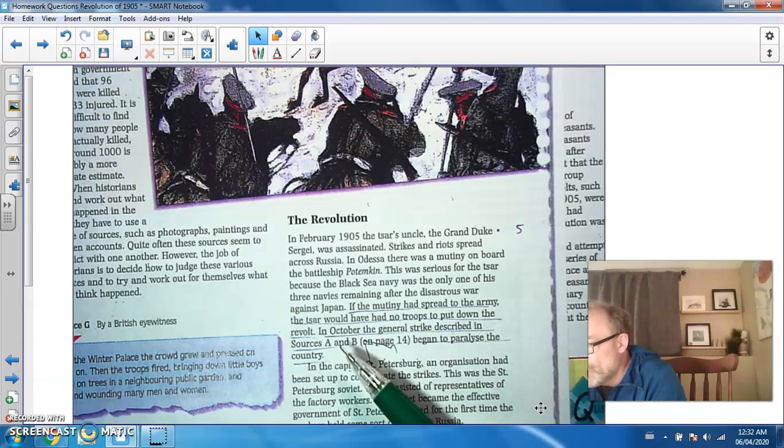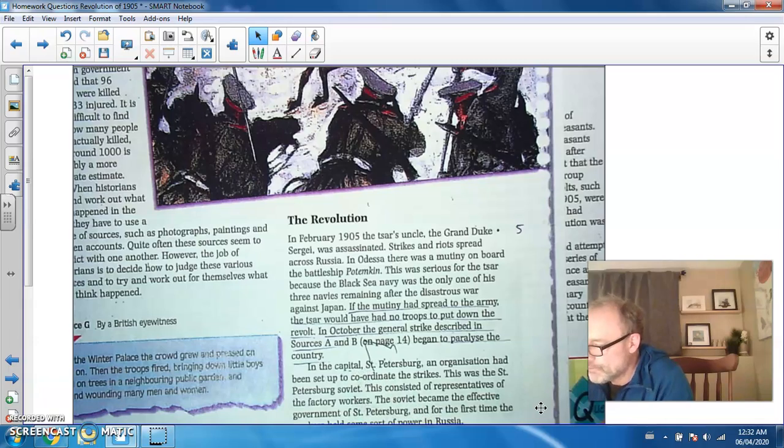That's very important. And so in October, when the general strike, described in sources A and B on the pages before, began to paralyze the country, the Tsar was terrified, as were many people in Russia.